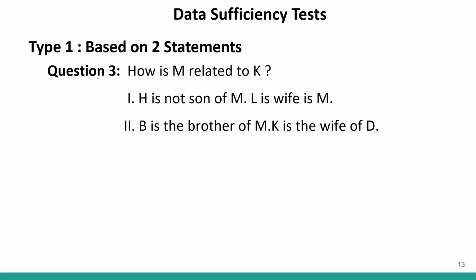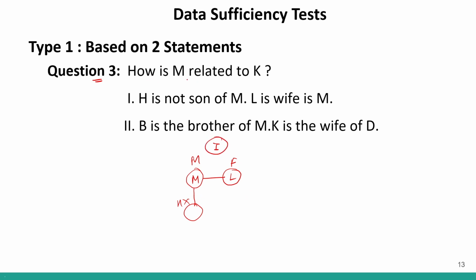Now let us look at question number 3. In question number 3, we have to find the relation between M and K. Okay, so how is M related to K? Now, taking the first statement, we know that H is not the son of M. So if M is over here, H is not the son. So H will not be the son of M, and L is the wife of M. So M will be male and L will be female, correct? L is the wife of M. So M is male and H is not the son of M. So this much information is given to us in the first statement.